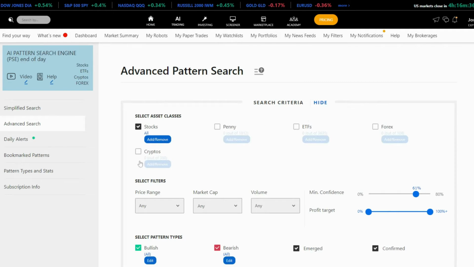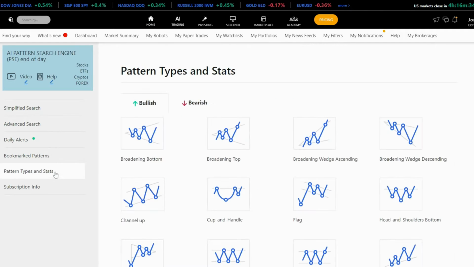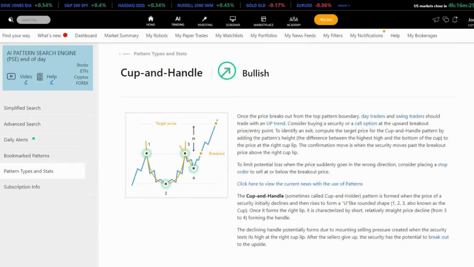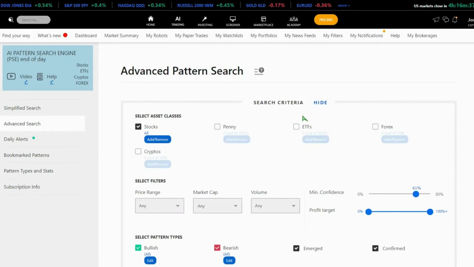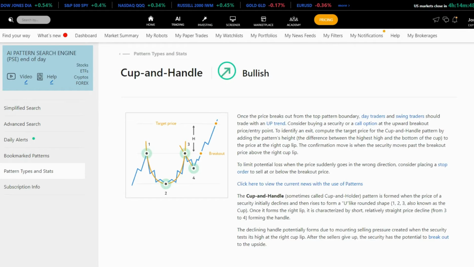Now that you know how to use these elements, let's take a closer look at a specific pattern to better understand how the AI pattern search engine works. This is the cup and handle pattern, a classic battle between the bulls and bears. Our software excels at pattern recognition, detecting these points even if the pattern has varying heights and depths. This helps us determine potential target prices. Now, some claim these patterns lack credibility, but that's because they haven't been backtested thoroughly. That's where Tickeron stands out. We conduct extensive backtesting to validate the patterns we find.